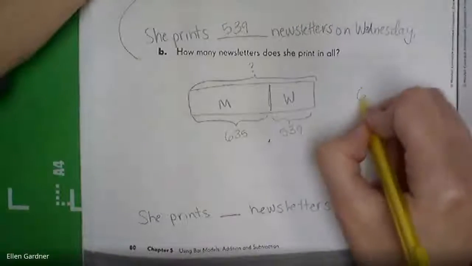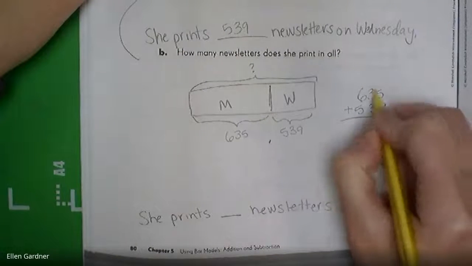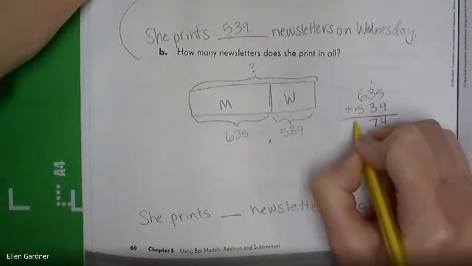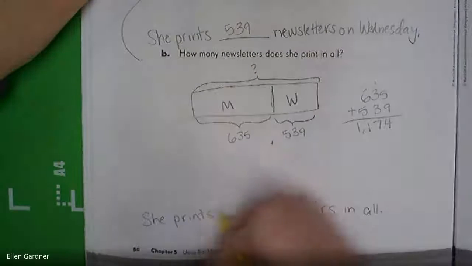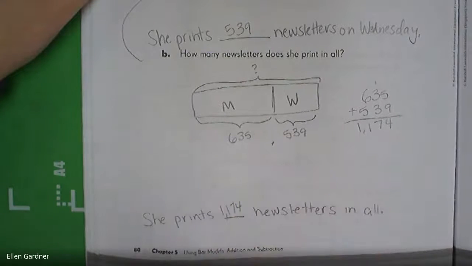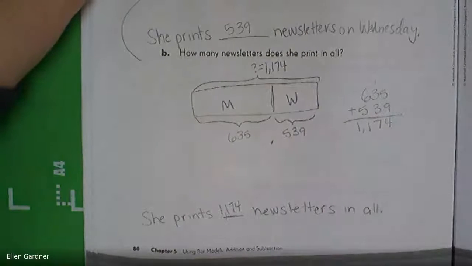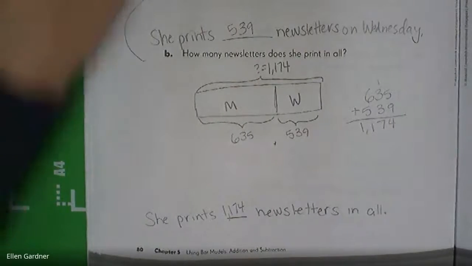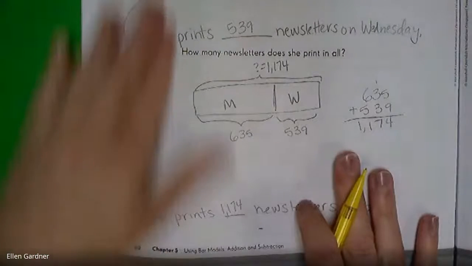But let's show our work down here. 635 plus 539 equals, 5 plus 9 is 14, 7 in the tens place, 11 in the hundreds and thousands place altogether. So 1,174 newsletters is the total for Monday and Wednesday. Okay, so that is what we were doing in Friday's class. I hope that helps to have a visual of it.